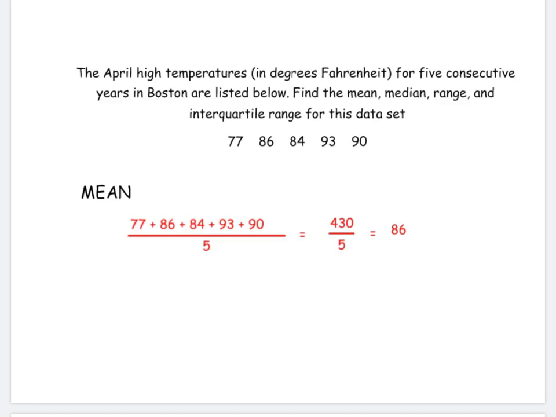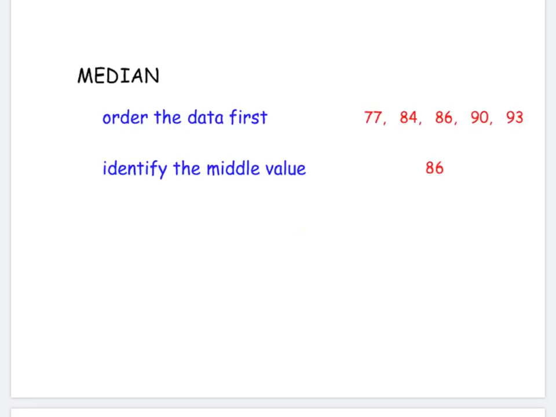The measures of center, the mean, another word for mean is the average. To find the average or the mean, you take all of the numbers that are there and you add them together. So I added 77 plus 86 plus 84 plus 93 plus 90. And then you divide that by how many numbers that there are in your data set. So we added 5 numbers, so we're dividing 430 by 5, which gives you a mean or an average temperature of 86 degrees.